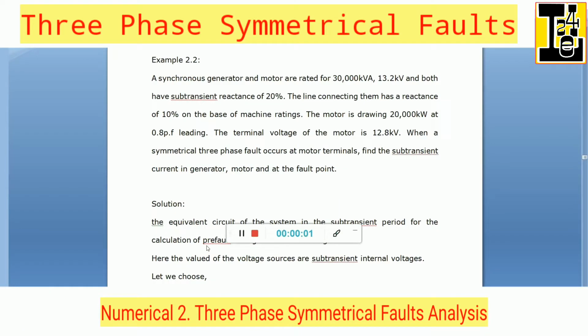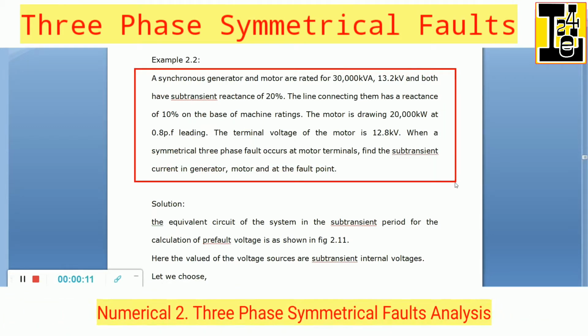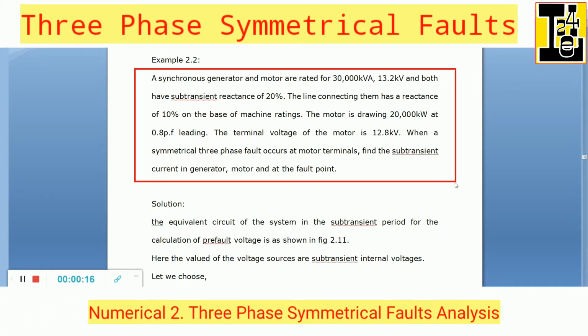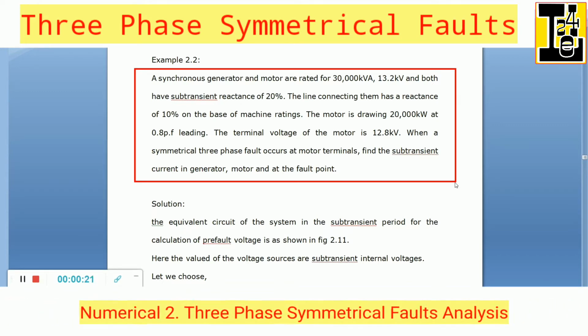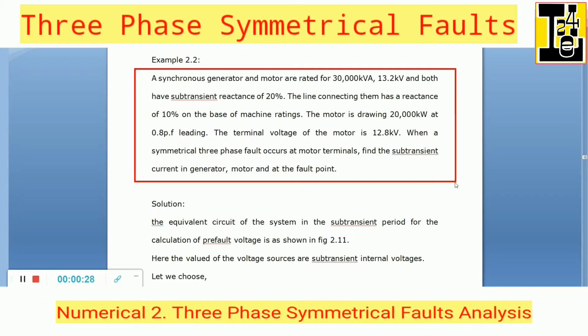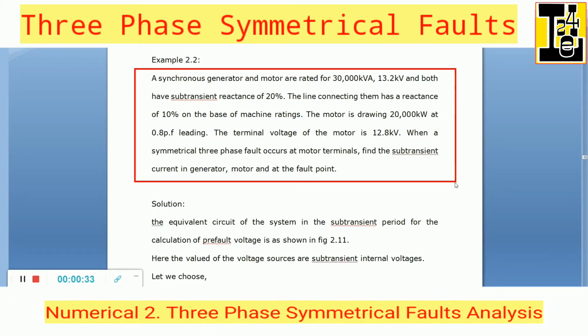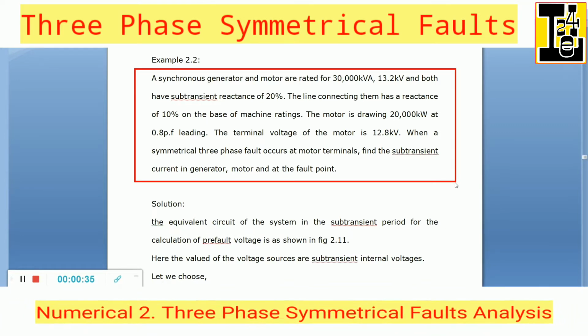Dear students, I will solve another problem on three-phase symmetrical faults. The problem statement is: a synchronous generator and motor rated for 30,000 kVA, 13.2 kV, and both have a subtransient reactance of 20%. The line connecting them has a reactance of 10% on the base of machine ratings. The motor is drawing 20,000 kilowatt at 0.8 power factor leading. The terminal voltage of the motor is 12.8 kilovolt.